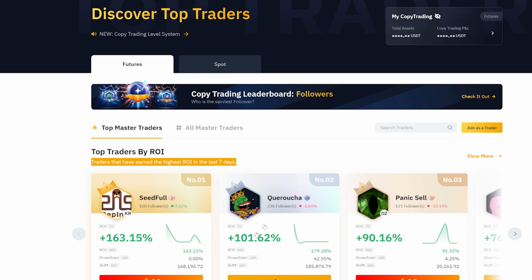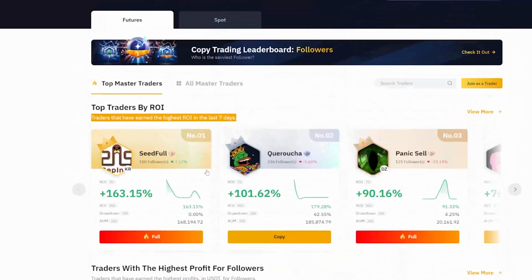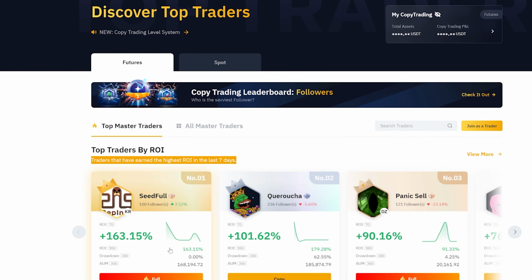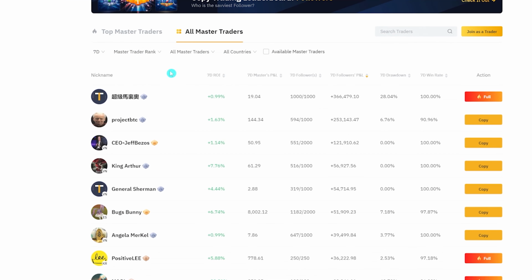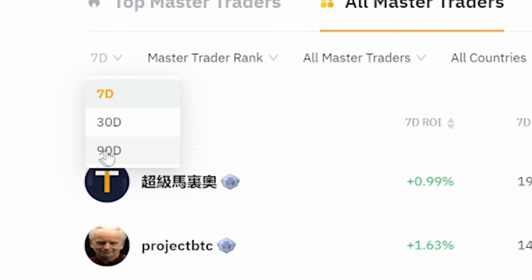7 days. But I don't really like to look at this because this can be deceiving, because any trader can make 100% in 7 days, but go on to lose 90% in the last 3 months. So what I'll do is click on all traders. Then I want to sort this out for the past 90 days.